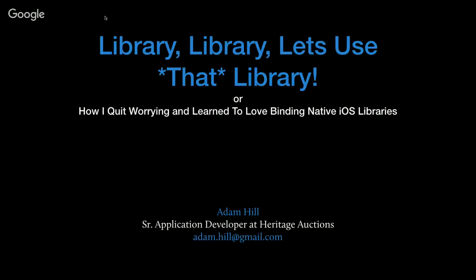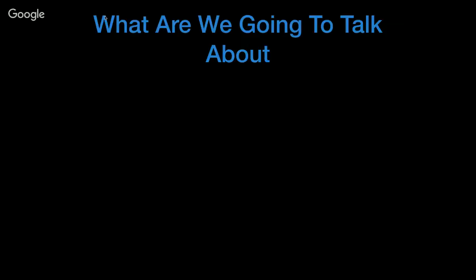All right, so we're going to be talking about binding native iOS libraries. Everyone here knows what a library is in the C, C++, Objective-C sense. So it's not managed code, it's completely unmanaged code. It's usually a binary, it has a jump table at the beginning, and then pieces of code inside of it.